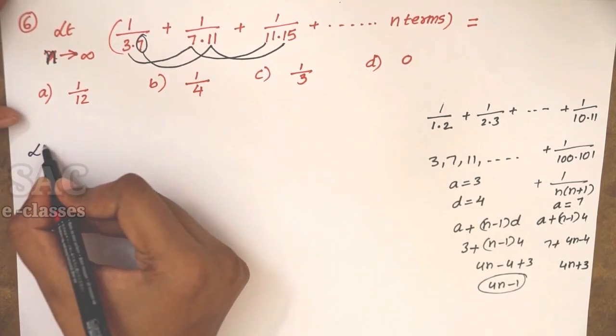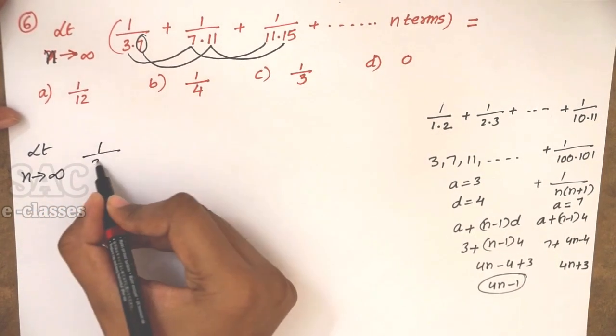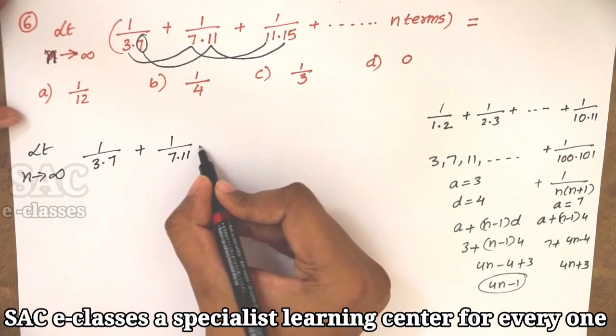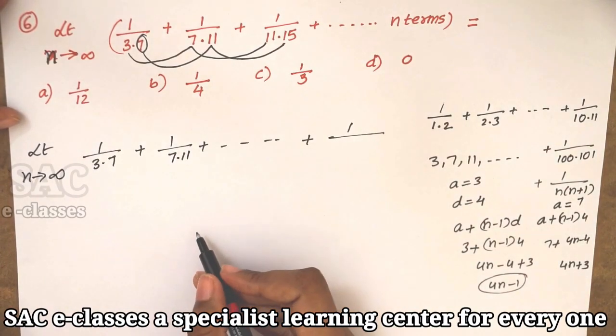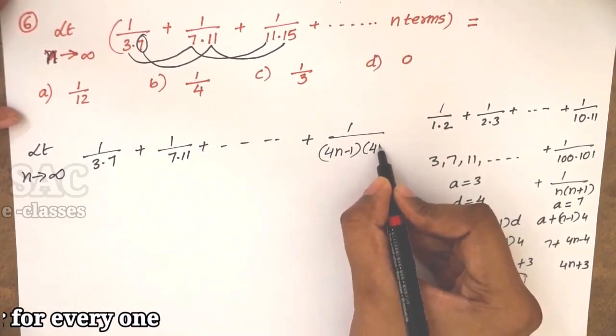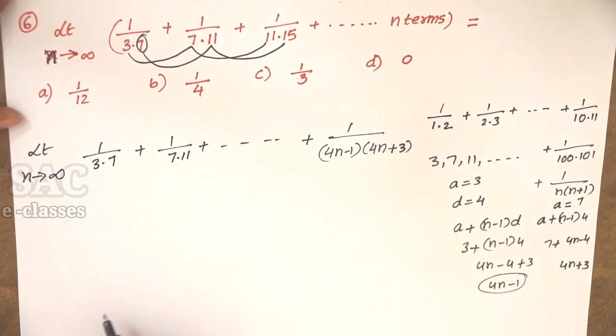So we got it. Limit n tends to infinity, 1 by 3 into 7 plus 1 by 7 into 11 plus and so on, plus 1 by 4n minus 1 into 4n plus 3. In that way we have it.